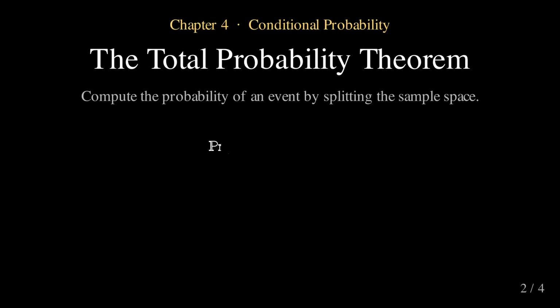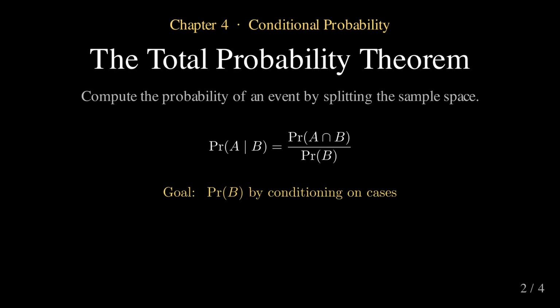Last video we learned to condition, to update the probability of an event once we know another has occurred. Now we use conditioning for a different job, computing the plain, unconditional probability of an event that is hard to attack head-on. The trick is divide and conquer. Break the sample space into a handful of scenarios, work out the probability inside each one where it's easy, then stitch the pieces back together. That recipe is the total probability theorem, and it is the bridge to Bayes' rule in the next video.